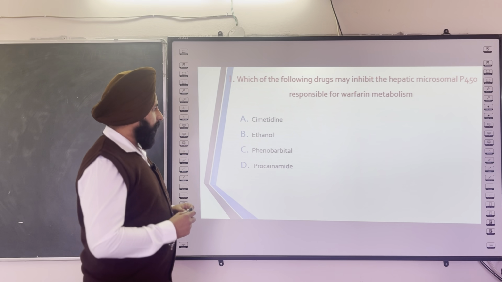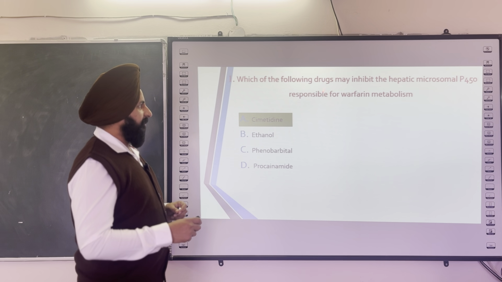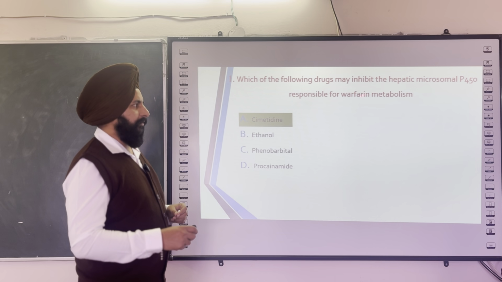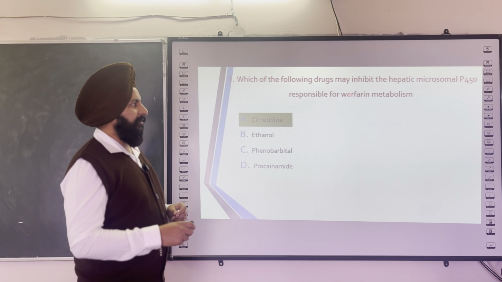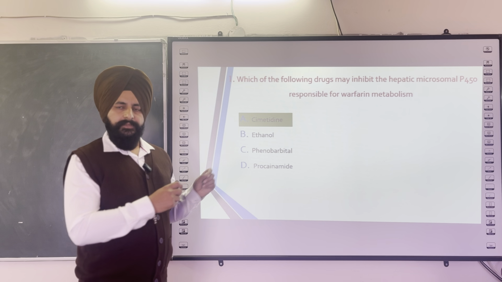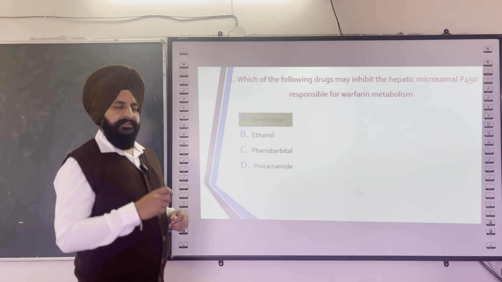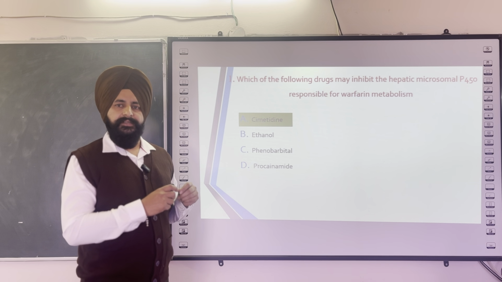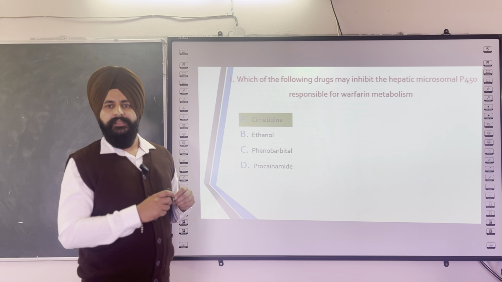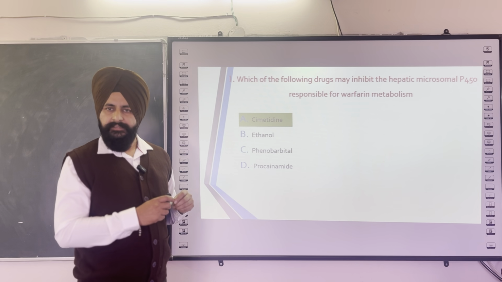The correct option for this question is cimetidine. So this cimetidine inhibits the hepatic microsomal P450, and it interferes with the warfarin metabolism in the body. This is the first option. Now the second point is that cimetidine has an anti-androgenic effect and is known to cause gynecomastia in human beings. So that's why this cimetidine was banned in India.